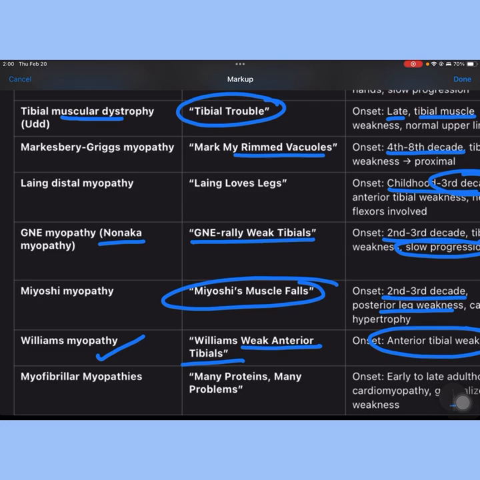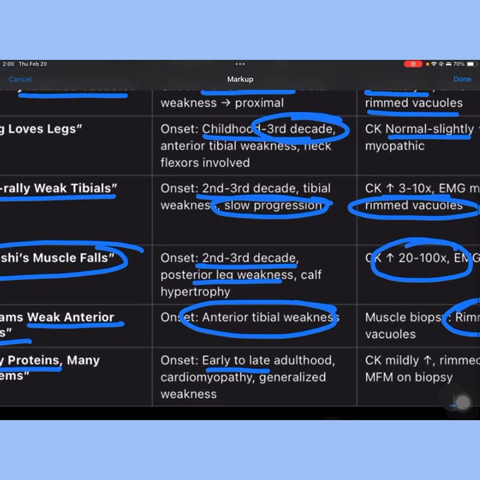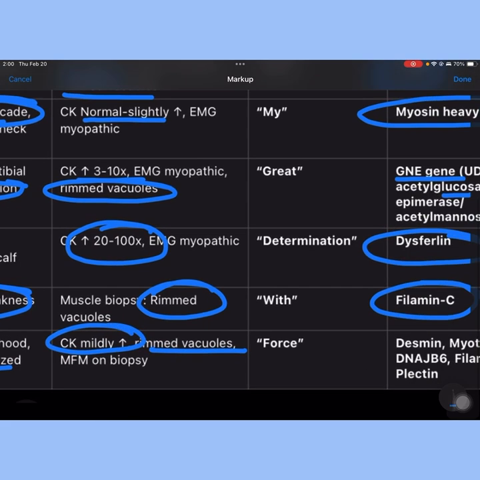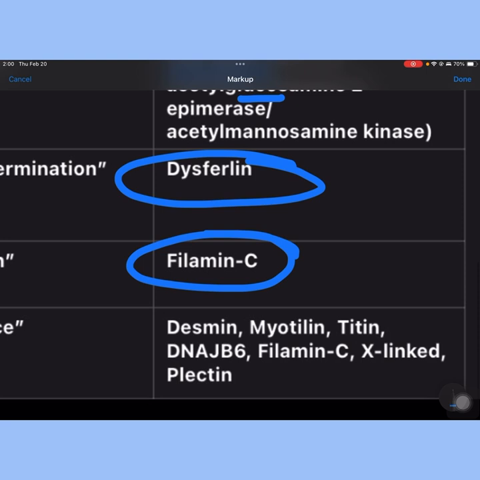Coming to the last one, myofibrillar myopathies. Many proteins are involved. Onset is early to late adulthood. Cardiomyopathy is a feature. Generalized weakness would be present. CK is only mildly increased. Rimmed vacuoles would be present in the biopsy. And these are the genes involved: Desmin, myotilin, Titin, DNAJB6, filamin, X-linked, and selectin.